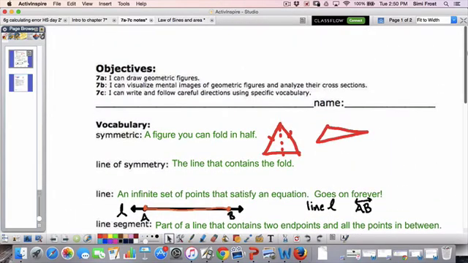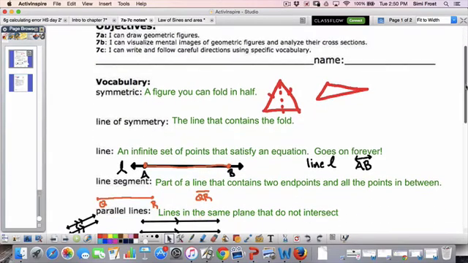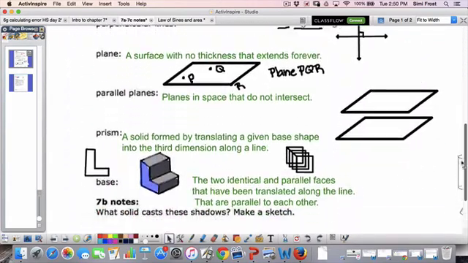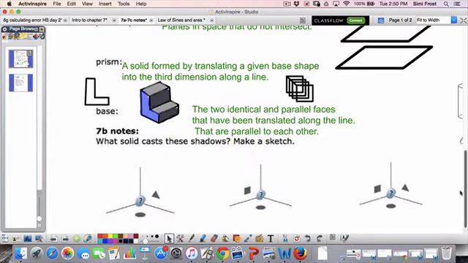Now we're going to look at 7B. I can visualize mental images of geometric figures and analyze their cross-section. So one way to do this is to picture the shadows that a shape would cast. So here we have a question mark in the middle, and we're trying to figure out what shadow this shape would cast so that from the top we'd get a circle, and from the side we get a triangle.